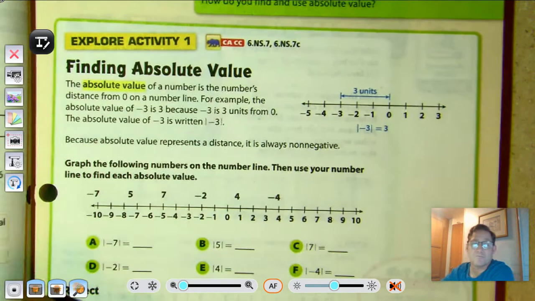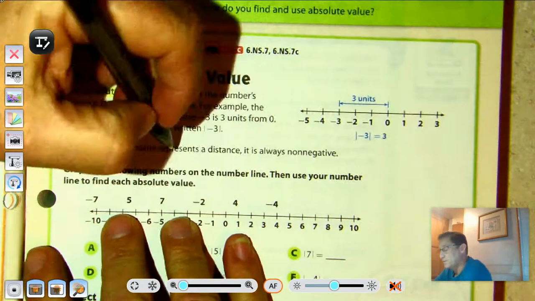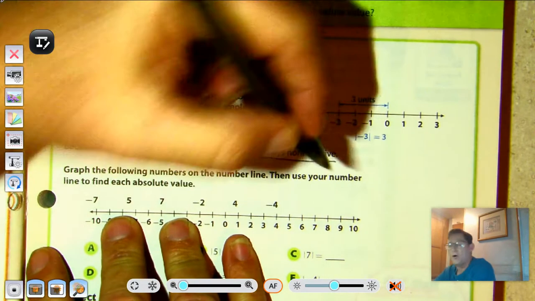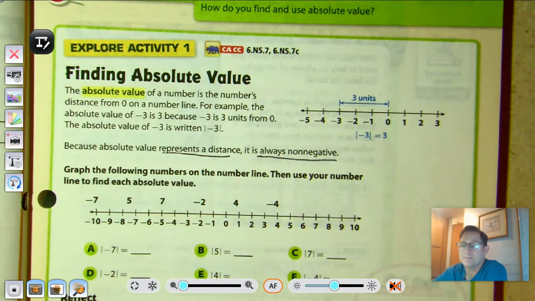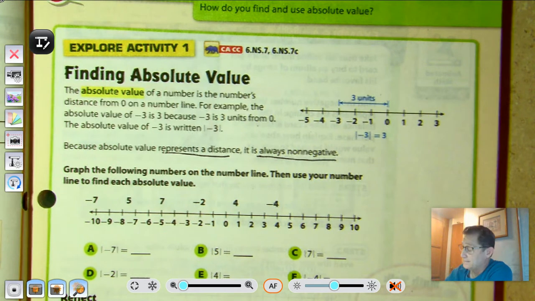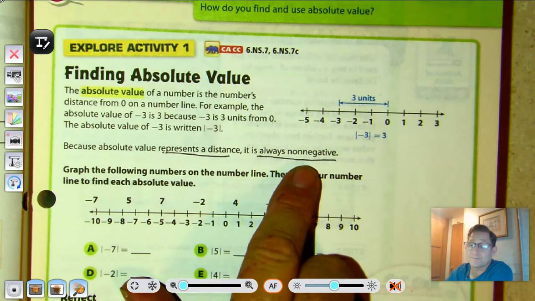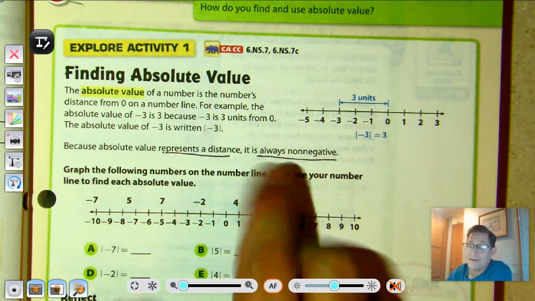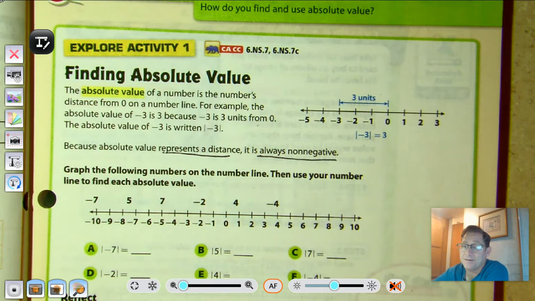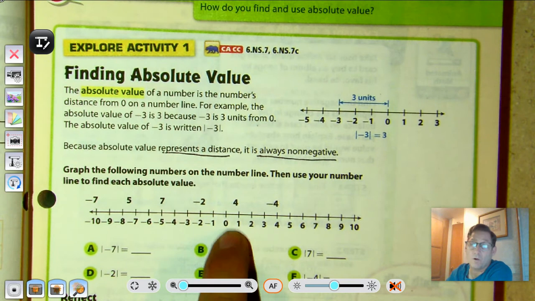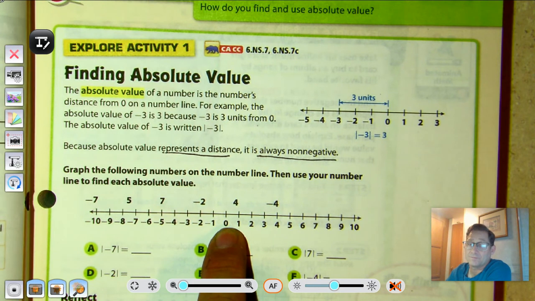Okay. Because absolute value represents a distance, it is always non-negative. Now, you notice it didn't say it is always positive, because you got to account for 0. Okay. 0 is neither positive nor negative. But the absolute value of 0 is 0. So 0 is not negative, is it? Okay.